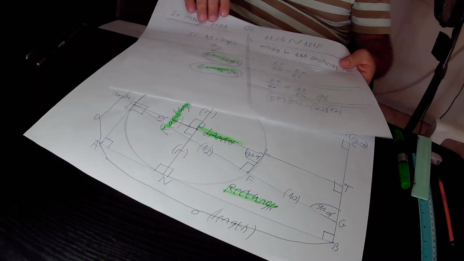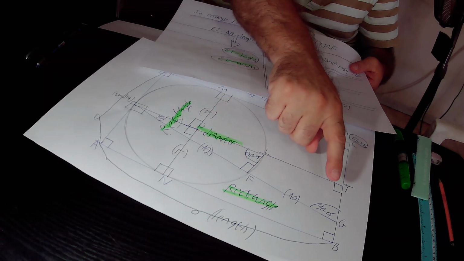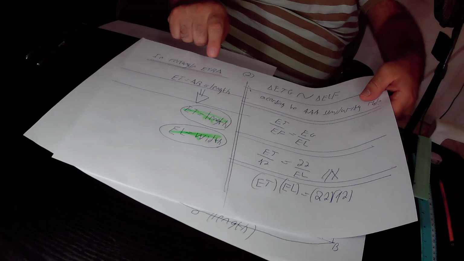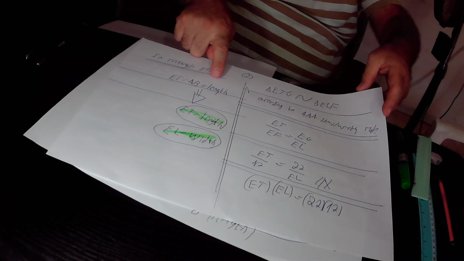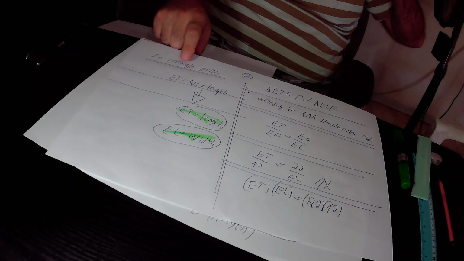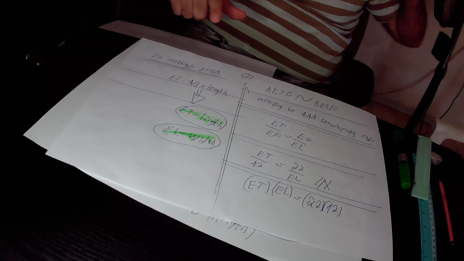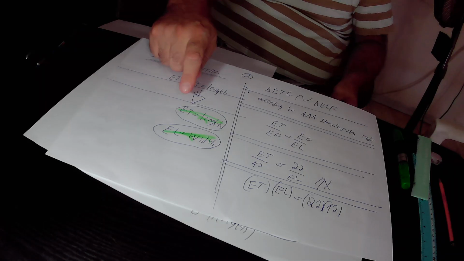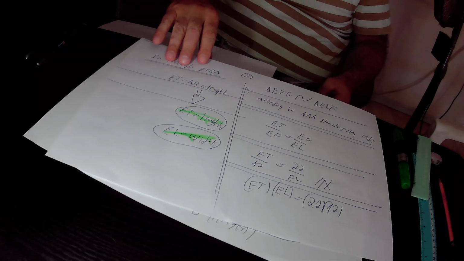But according to our definition, AB is the length of rectangle ABCD. So we can write here that AB is the length of rectangle ABCD. And from this equation, ET equals AB equals the length. We will derive that ET is also the length of rectangle ABCD. And we already found out that EL is the width of rectangle ABCD.